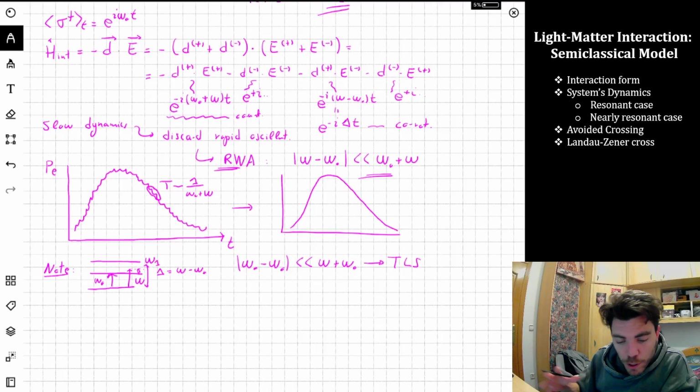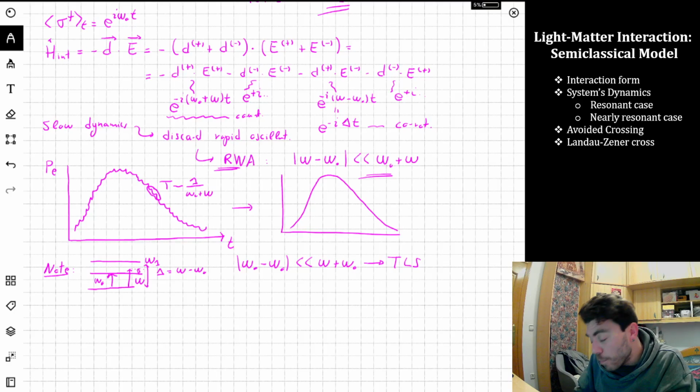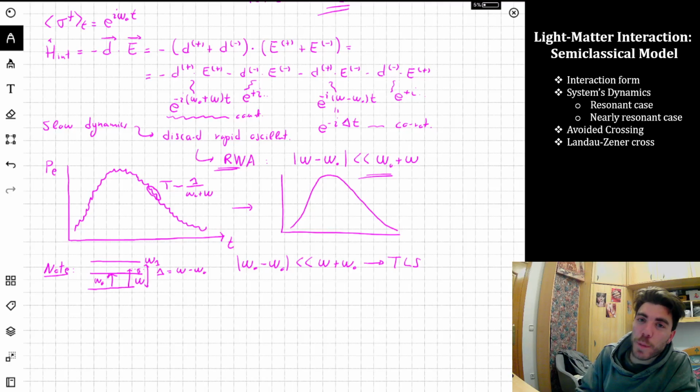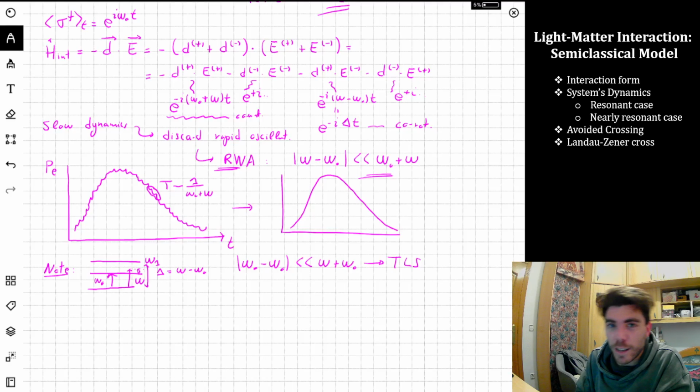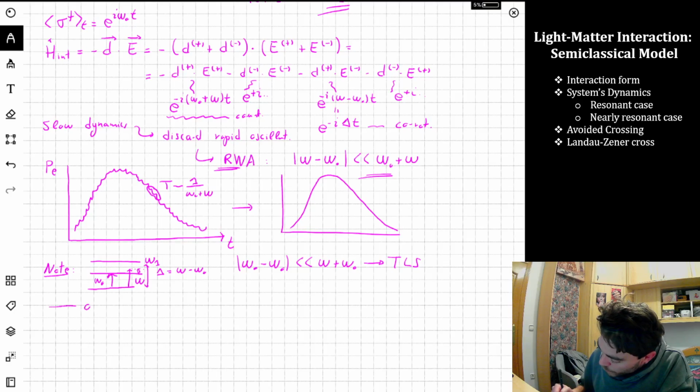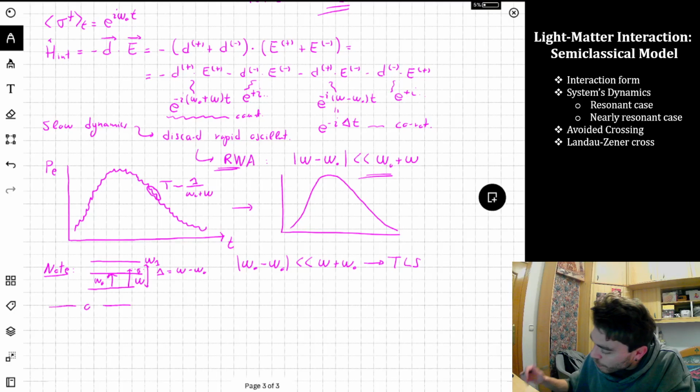So they are both approximations that are similar to each other, and this is an important little note that I wanted to make, because when we break the rotating wave approximation, sometimes we break it because we have to break the two-level system approximation. We will see it in further videos again. But okay, this finishes the rotating wave approximation.